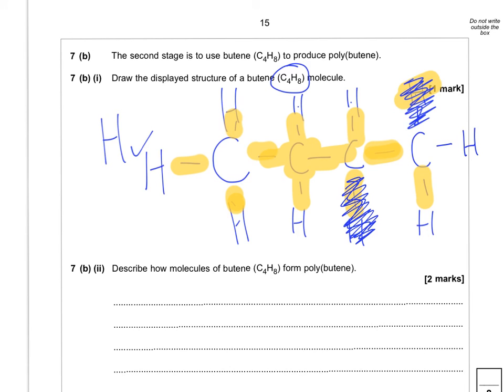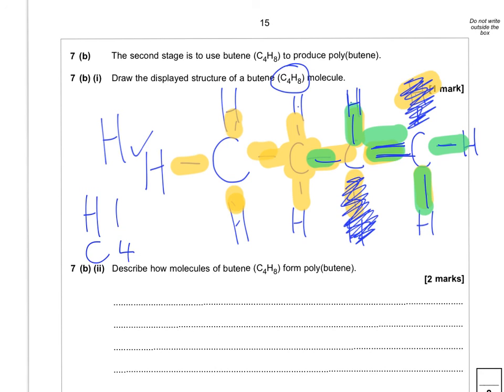Now, what we have here is a situation where this carbon now has 1, 2, 3, and this carbon also has 1, 2, 3. So what I'm going to do is put in a double bond here, and that will make sure that this carbon has 1, 2, 3, 4, and this carbon also has 1, 2, 3, 4, and then I'm right. So you just got to work through it using your rules about hydrogen forming 1 bond, carbon forming 4 bonds.